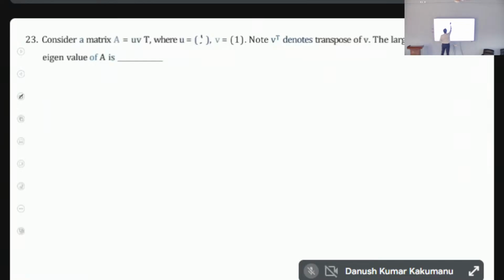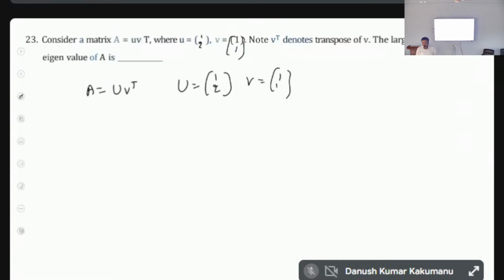U is a 1, 2 matrix. V is a 1, 1 matrix. Consider the matrix A equals U V transpose, where U is 1, 2 and V is 1, 1. What is the question asking? V transpose means the transpose of the matrix V, which all of you know. What is the largest eigenvalue of the matrix A?